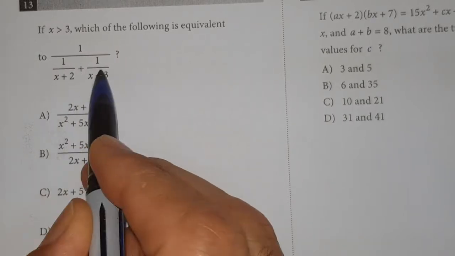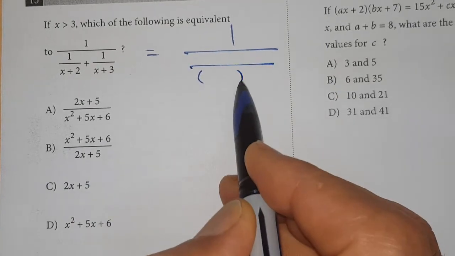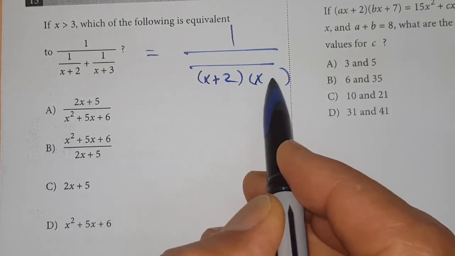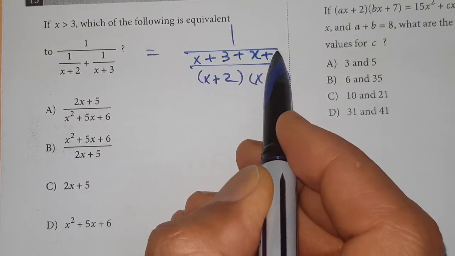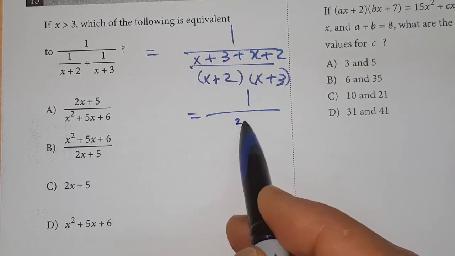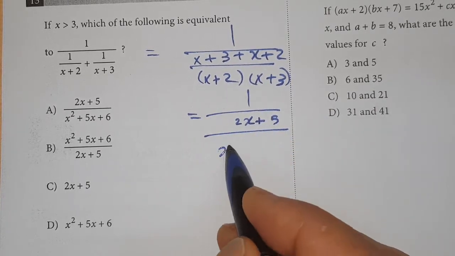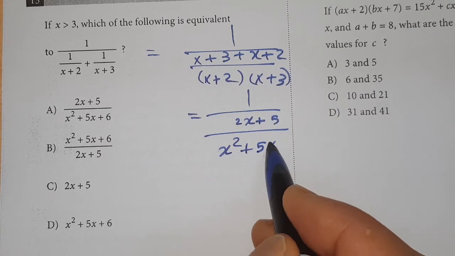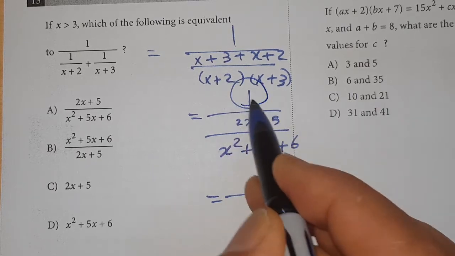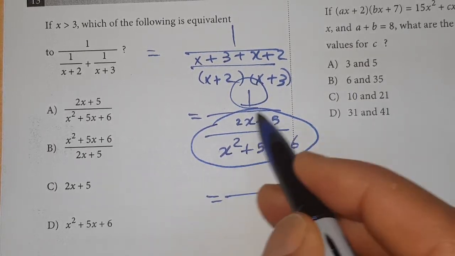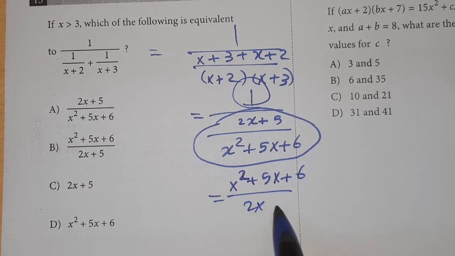Okay, 1 over a fraction plus a fraction, we solve it quickly. When you add two fractions, the denominators are different, so just multiply them together: x plus 2 times x plus 3. The numerator is 1 times x, cross multiplication here: x plus 3 plus x plus 2, which is 1 over... x plus x is 2x, and 3 plus 2 is 5. You can also multiply x plus 2 times x plus 3 quickly: x times x is x squared, plus 2x plus 3x is 5x, plus 2 times 3 is 6. 1 over a fraction is the reciprocal of this fraction. Look, 1 over a fraction is just to flip the fraction: x squared plus 5x plus 6 over 2x plus 5. This one.